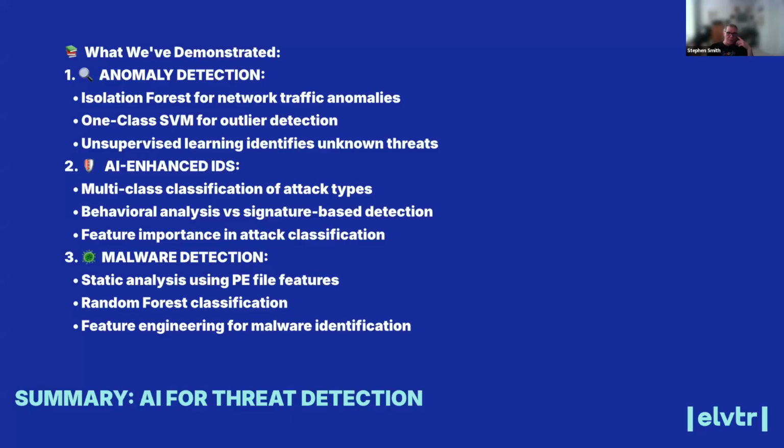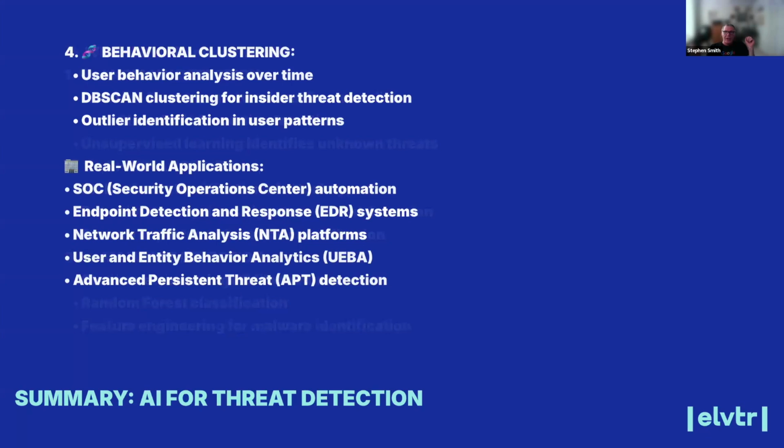All right. So what did we talk about? Anomaly detection, right? Isolation forest. We talked about AI enhanced IDS, multi-class classification and behavioral analysis, malware detection, static analysis, random forest classification, feature engineering for malware identification, right? Is it malware? Is it not malware? Is a dirt simple. Okay. Clustering based on behavior. We just looked at that. User behavior analysis over time. DBSCAN clustering for insider threat detection, outlier identification, user patterns. Real-world applications like SOC, endpoint detection, network traffic analysis.